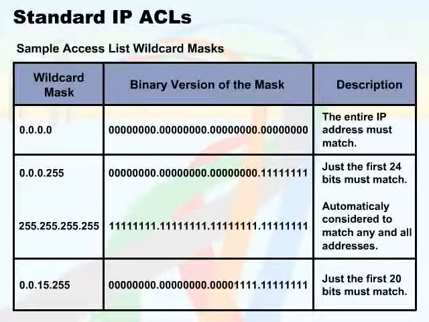When we look at the binary version, we see that there are 20 zeros and 12 ones for the wildcard mask of 0.0.15.255. This implies that the first 20 bits of the IP address need to be examined. Wildcard masks are particularly useful when used with subnet masks. Suppose we have a subnet mask of 255.255.240.0 and want to match packets that come from the same subnet.